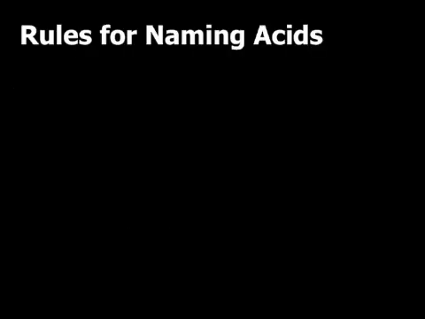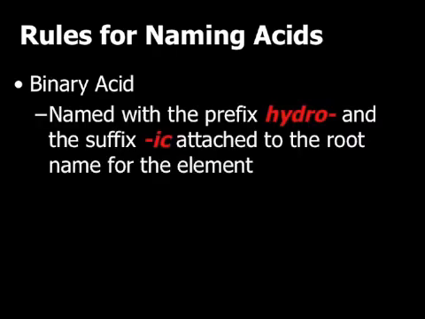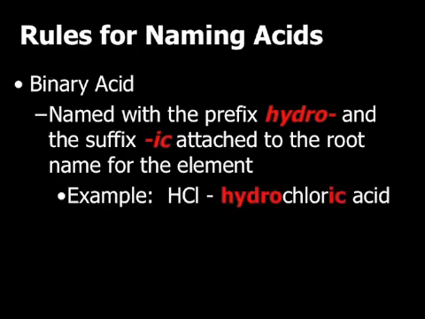The rules for naming acids: if you have a binary acid, it's named with the prefix hydro, the suffix ic, attached to the root name for the element. For example, HCl is binary, there are only two elements, H and one other element. That would be named hydrochloric acid, since chlor is the root of chlorine. So again, for binary acids, you use hydro, the root of the element name, and ic.